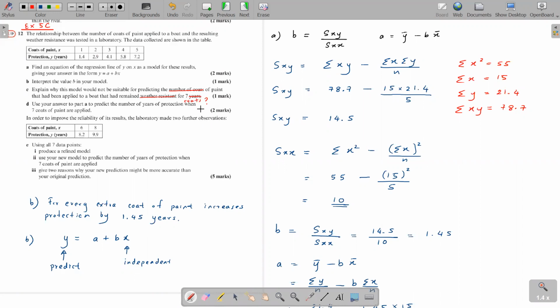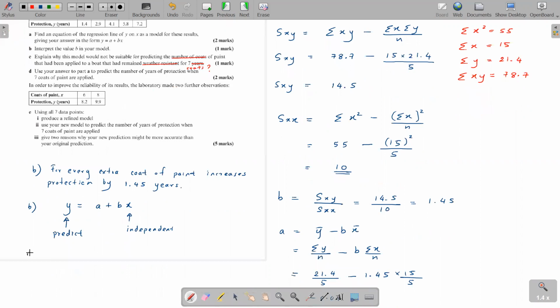Do you have up to 7 coats of paint? You don't have enough data. Are you guys with me? Okay, so you can say 7 lies outside the range of data. Therefore, this is extrapolation. Extrapolation means the answer is not reliable.